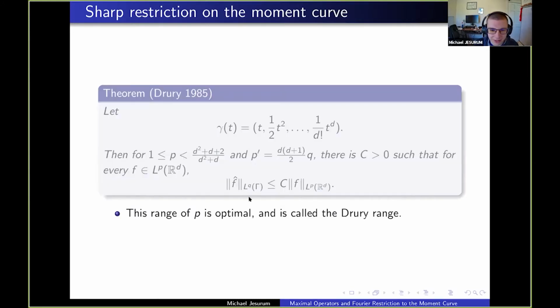And I will be talking about this range a lot today. It's called the Drury range, named after Drury. So that's the optimal range for curves in R^d.